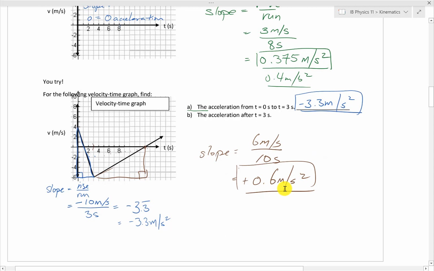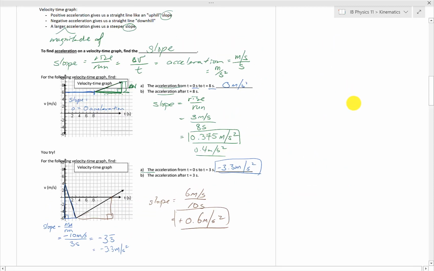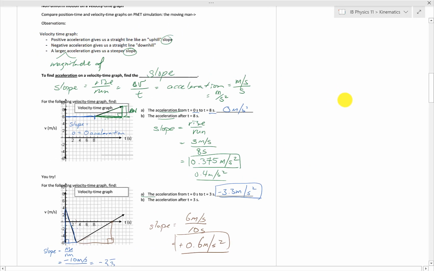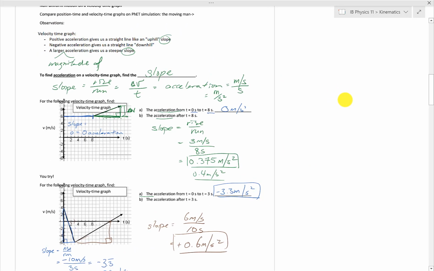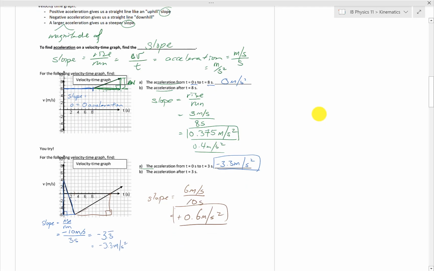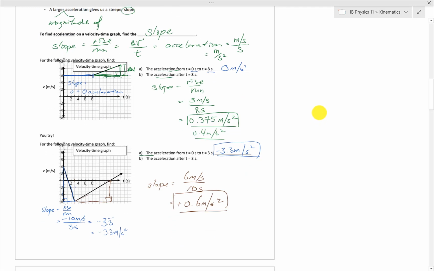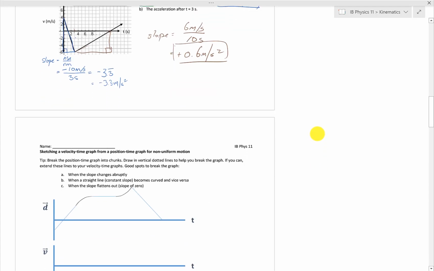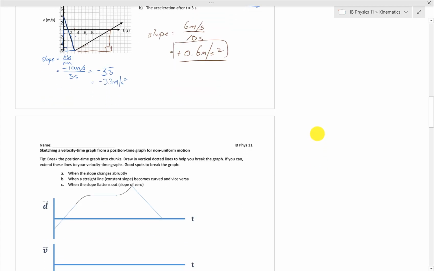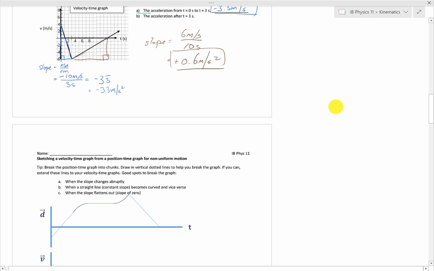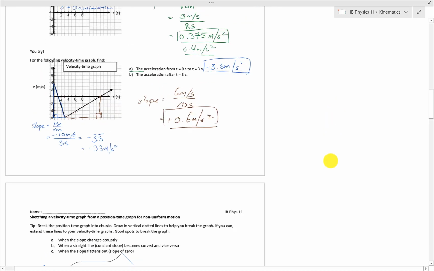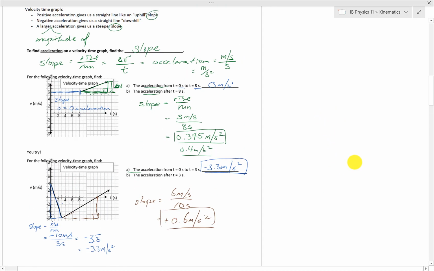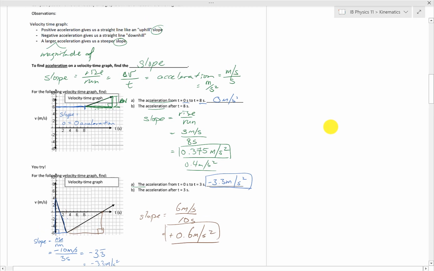Well then, this concludes part 2 of this video, which helps us look at what the slope on a velocity time graph is for non-uniform motion. Please stay tuned for part 3, in which we will talk more about non-uniform motion, or when we have acceleration. So thank you for watching, and I will see you in part 3.